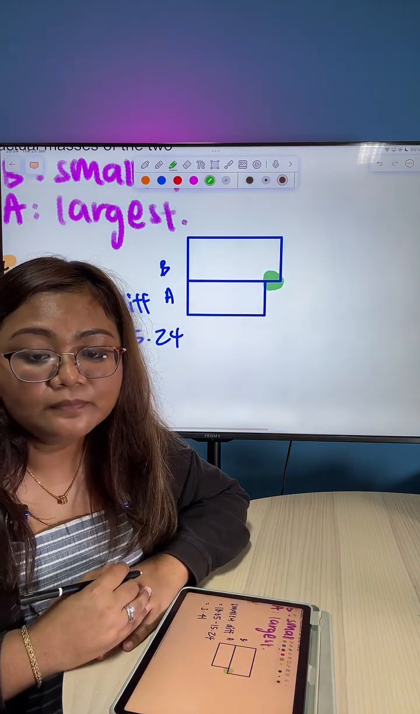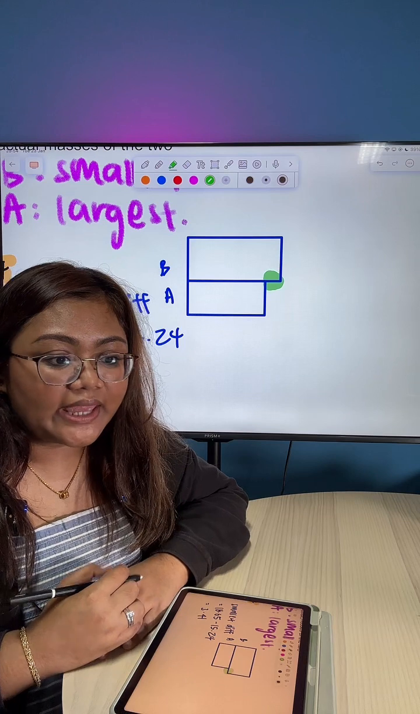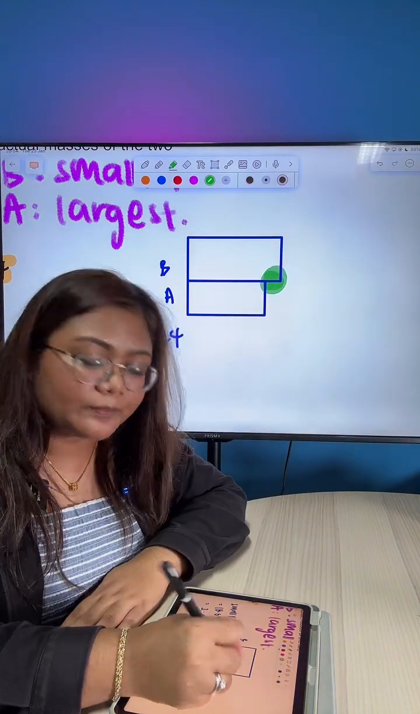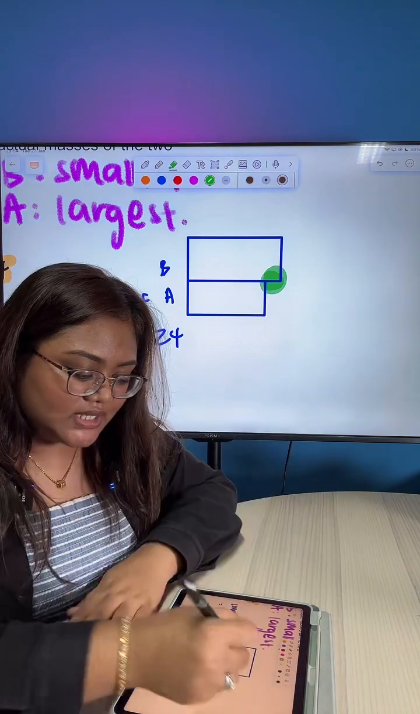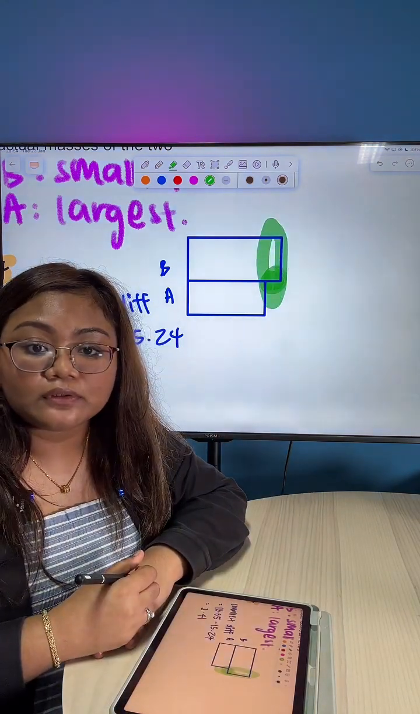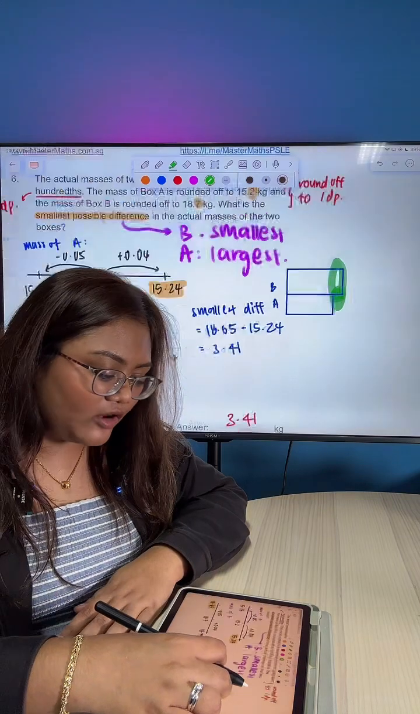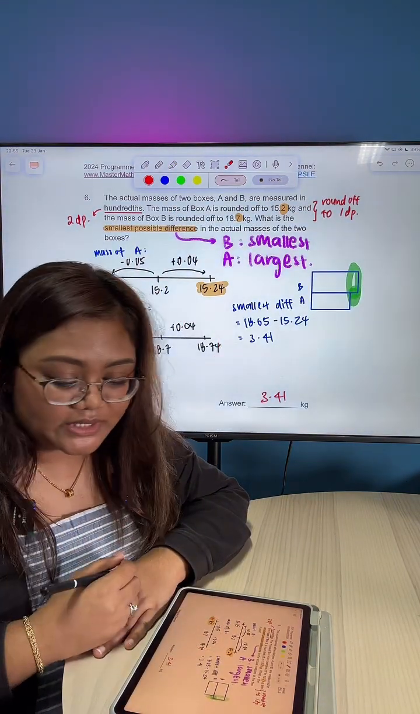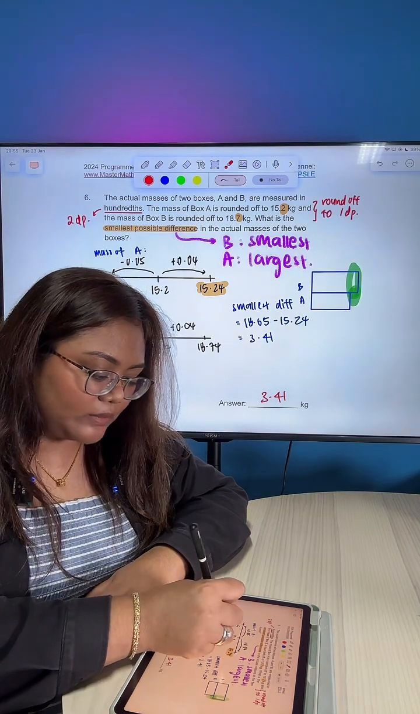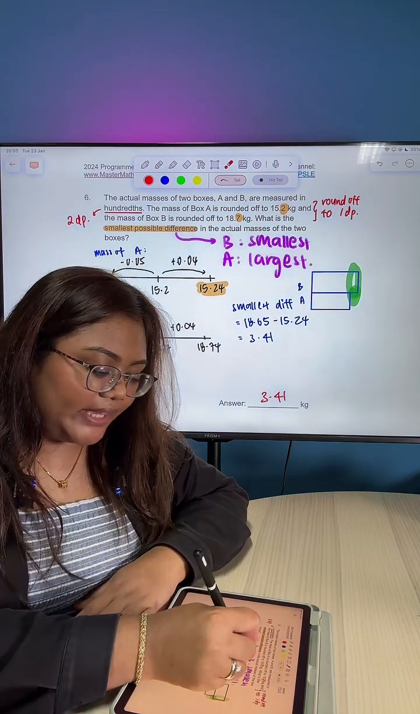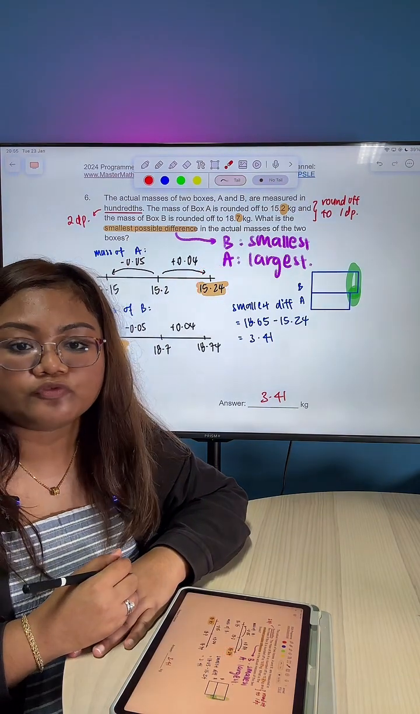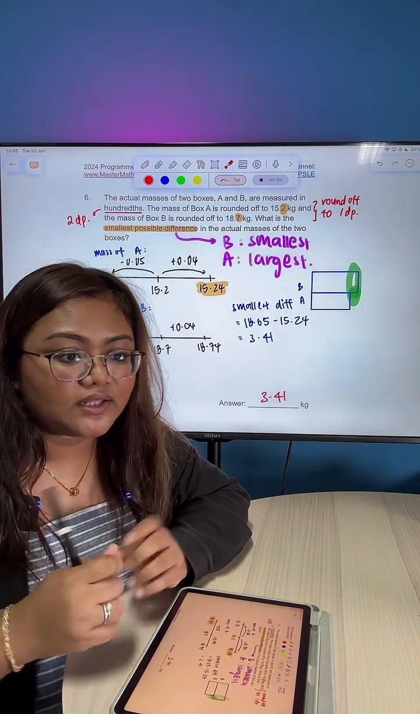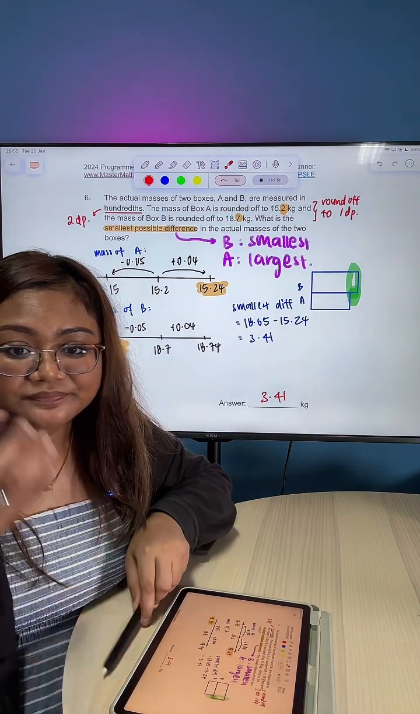Understand? Okay, A must be very, very big, B must be very, very small, so that the difference here will be tiny, so that they can meet somewhere here. Okay? Therefore, out of all of these numbers, I don't just anyhow pick one number for B. I pick the smallest one, 18.65. And for A, I pick the biggest one, 15.24. So that my difference here is the smallest. Okay? I hope you understand now.